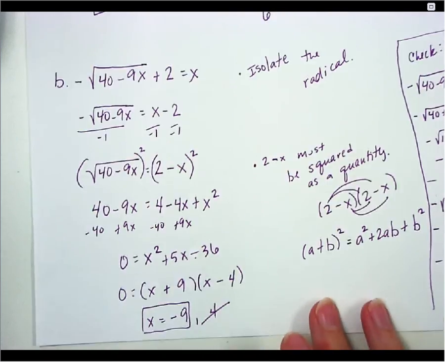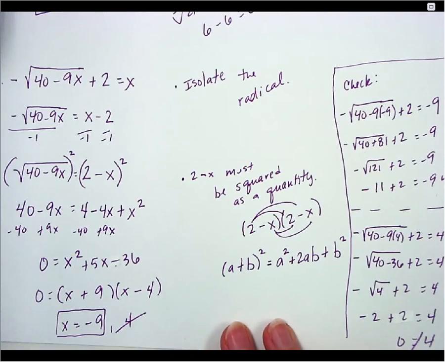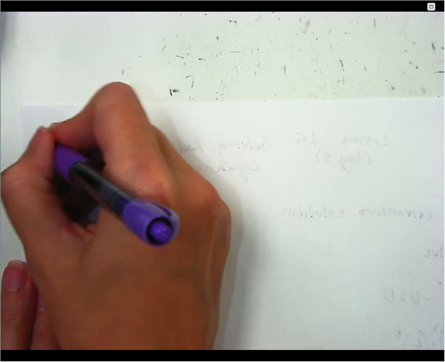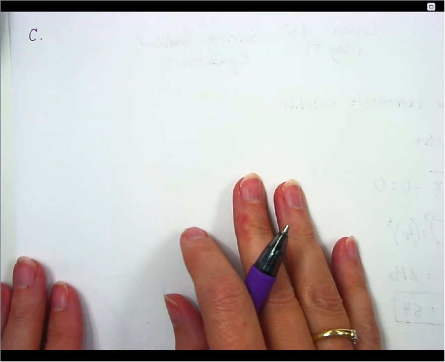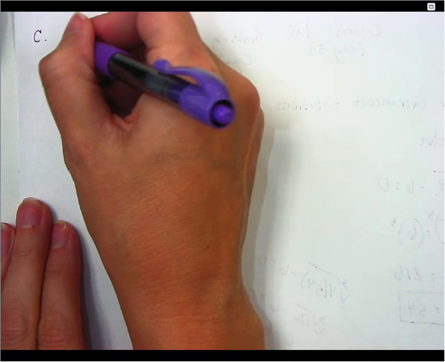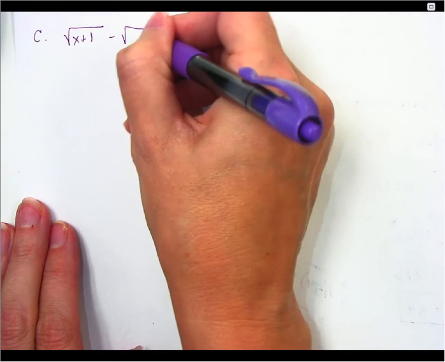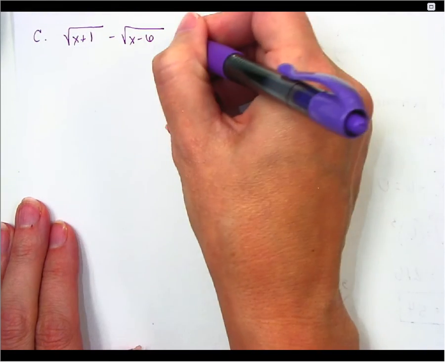Okay, so that was a lot of steps. All right, we're going to do one more. So this one, we have the square root of x plus 1 minus the square root of x minus 6 equals 1.